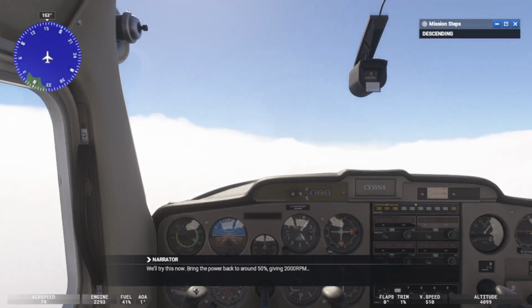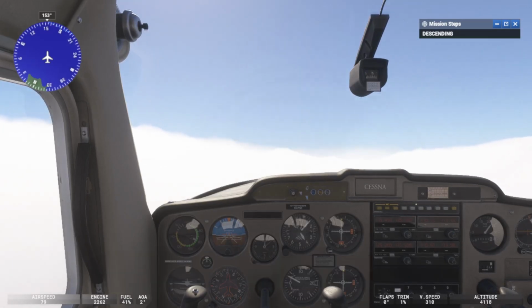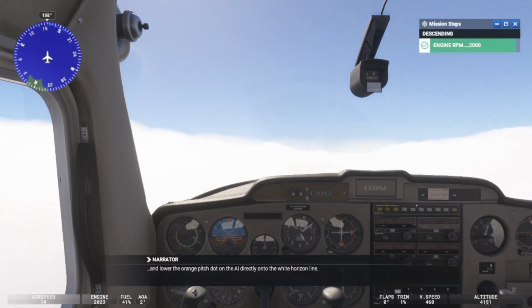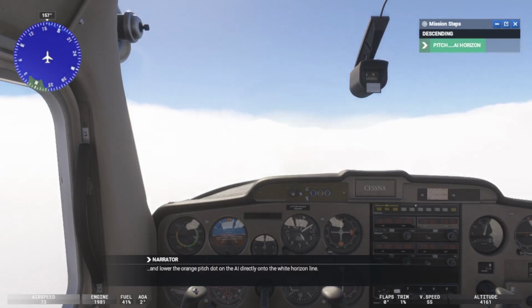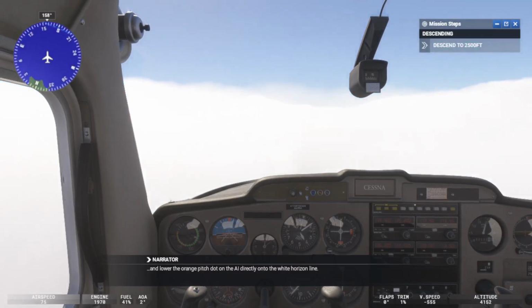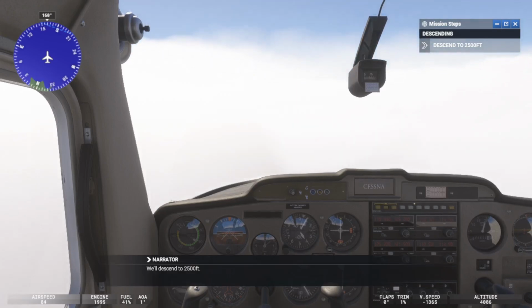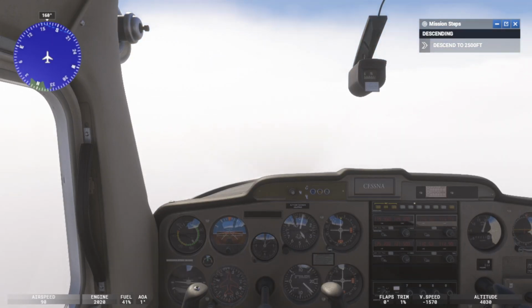We'll try this now. Bring the power back to around 50%, giving 2000 RPM, and lower the orange pitch dot on the AI directly onto the white horizon line. We'll descend to 2500 feet.